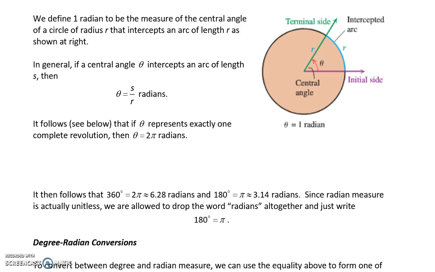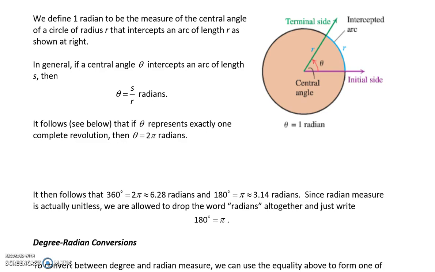Hello again. We'll pick up where we left off in section 5.1 on the second page of the notes. We had just defined a central angle of measure 1 radian, and then said in general that we can determine the measure of a central angle in radians by dividing arc length by the radius. The next thing we'll look at, it follows that if theta represents exactly one complete revolution, then theta equals 2 pi radians.